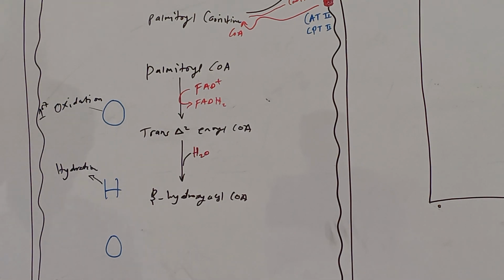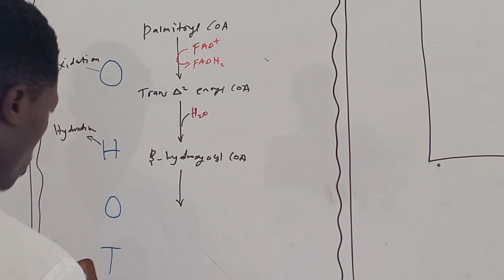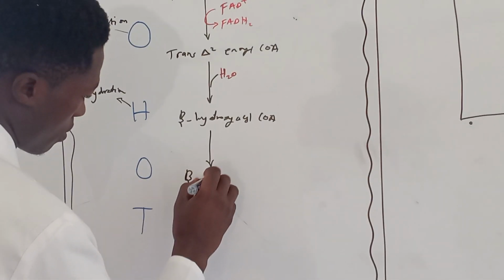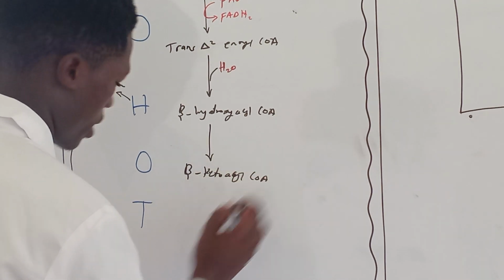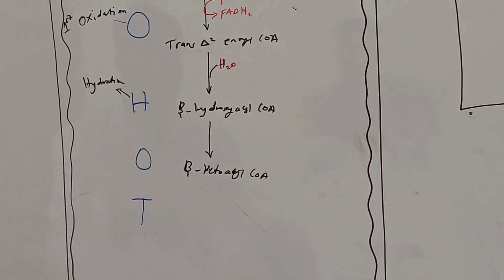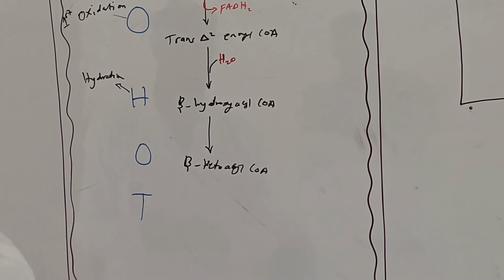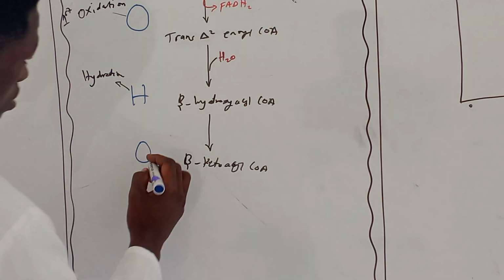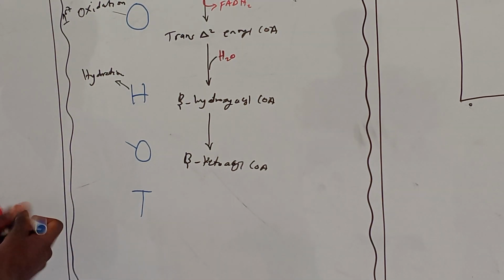Right. Let's move to the third step. The third step is going to lead to the formation of a molecule called beta keto acyl CoA. Beta keto acyl CoA. That's pretty cool. Now this step is going to be called the second oxidation.